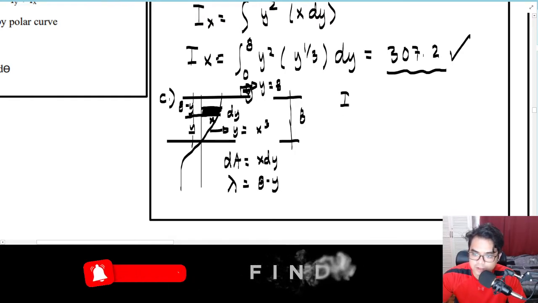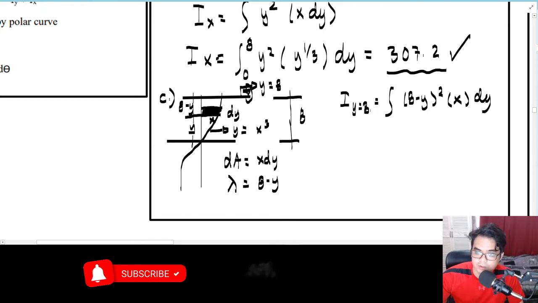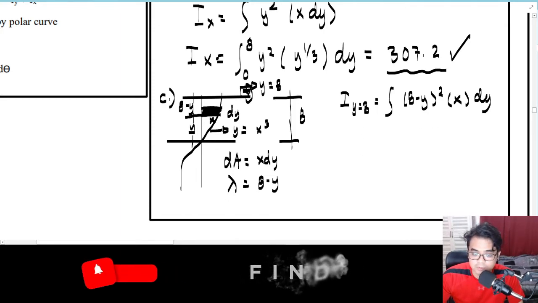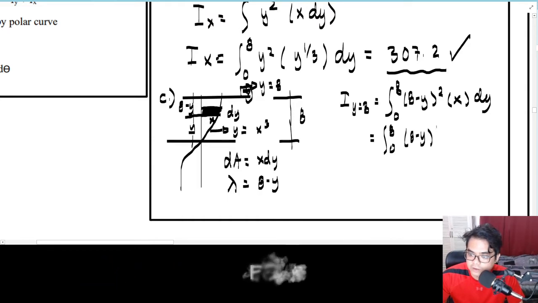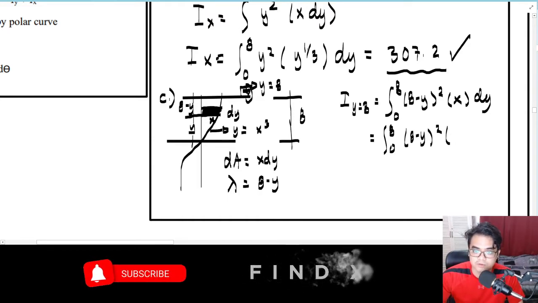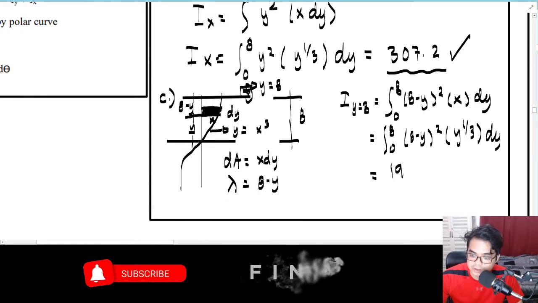So if we now get the inertia at y equal to 8, the inertia at y equal to 8 is the integral of lambda, which is (8 minus y) squared times x dy. Okay? And then what will be now the limit? The limit is still the same, it's still 0 to 8. And then the integral of 0 to 8 of (8 minus y) squared, and your x is still the same, y raised to 1/3, dy. And then if you input this in your calculator, you will get an answer of 197.